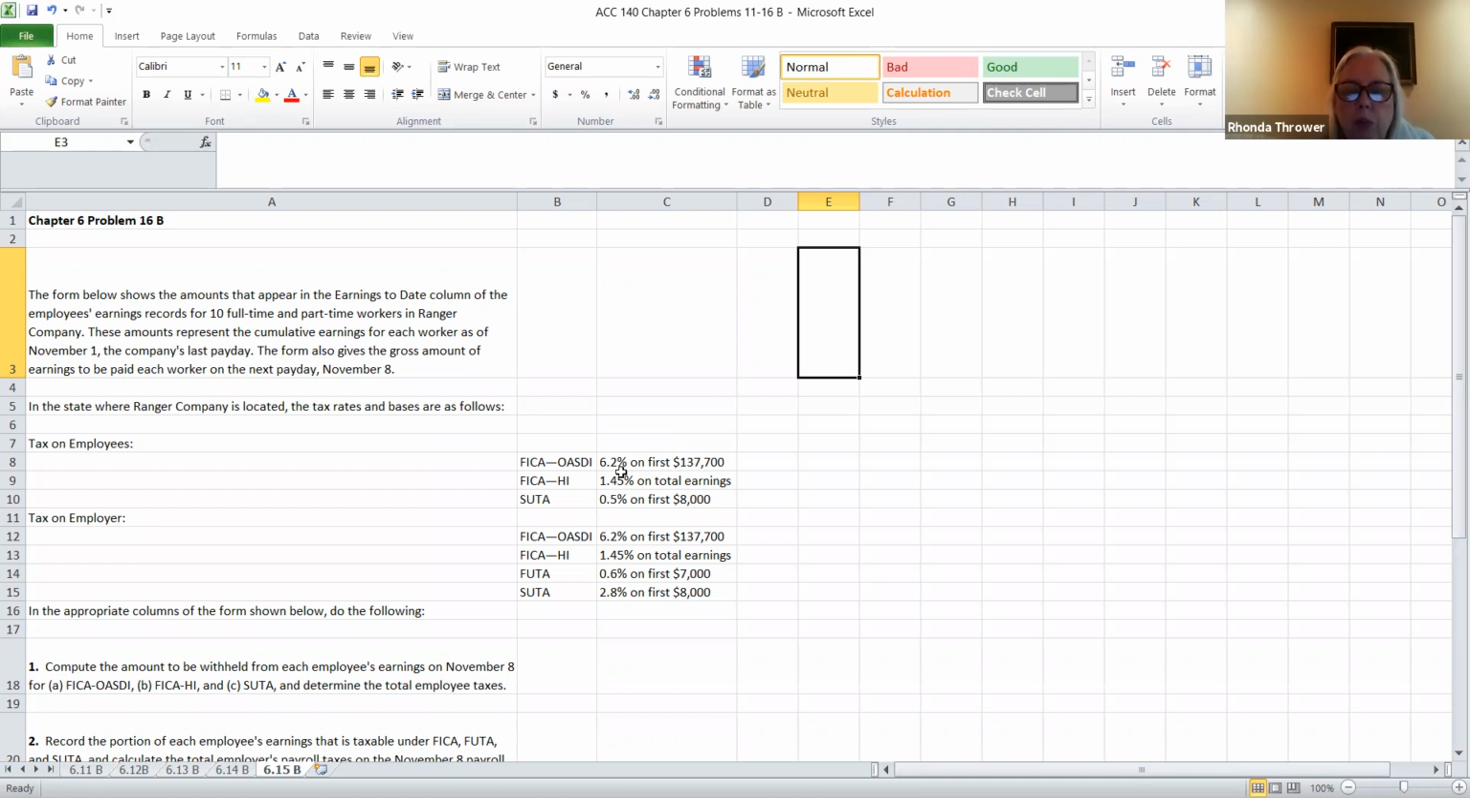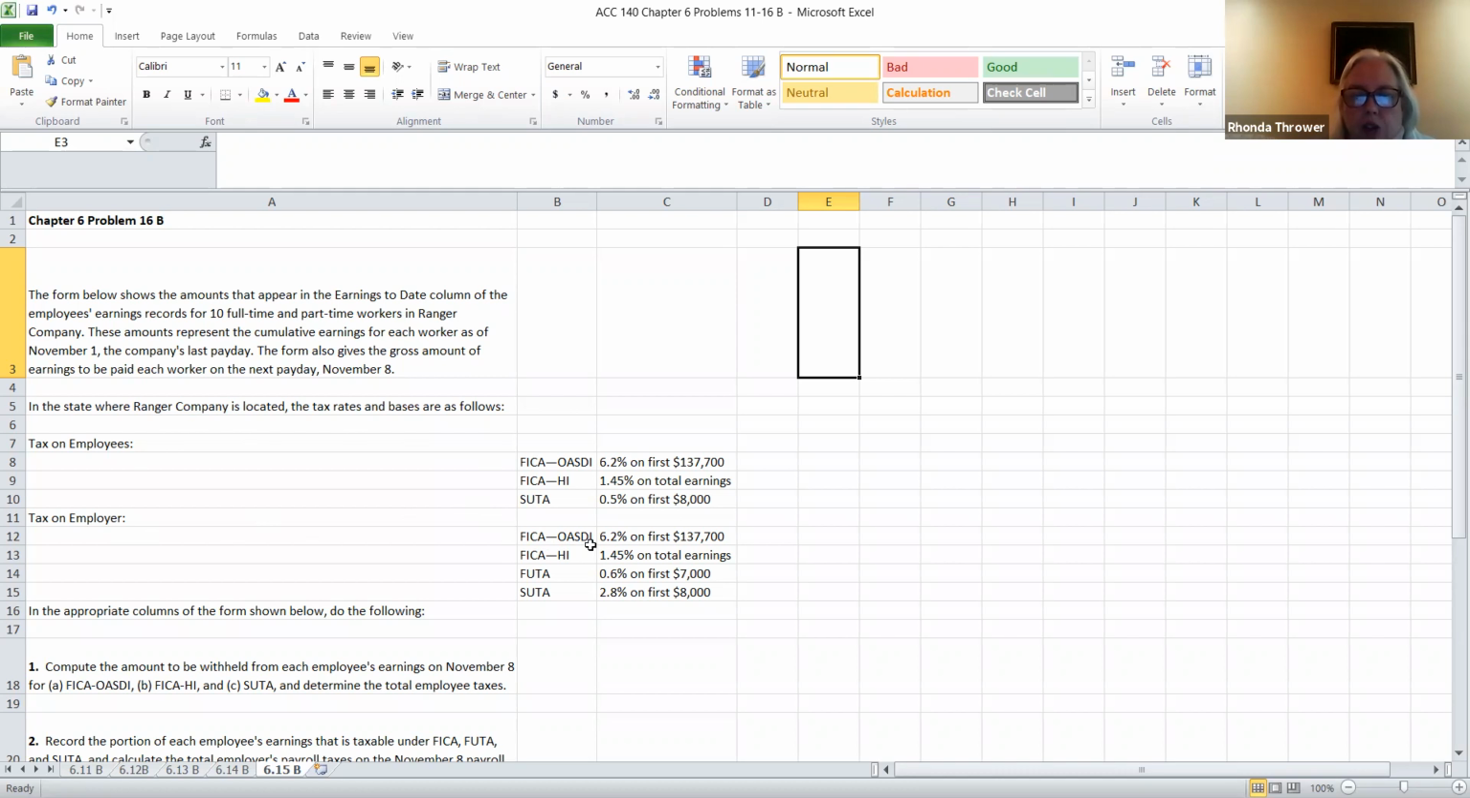You'll remember this from previous chapters. This is the FICA HI, 1.45%, and it's based on total earnings. And then the employee has to pay SUTA in this particular state, and that is taxed at a rate of 0.5% on the first 8,000 of the earnings for the employee.